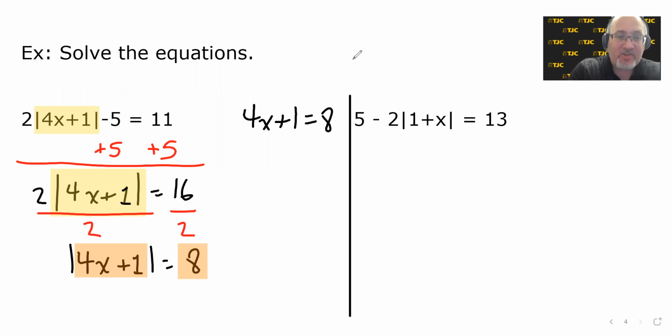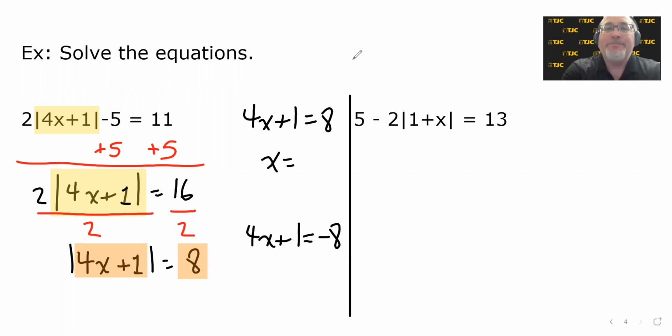But if it's 8 spaces to the left, we have 4x plus 1 is equal to negative 8. Both of these are pretty easy to solve, so I'll get right to it. I'll talk it out. On the first one, we would subtract 1 from both sides. 8 minus 1 is 7. Then we would divide both sides by 4 and get x equals 7/4.